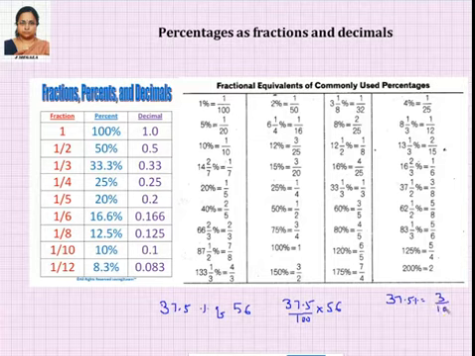So now you can replace this with 3 by 8 of 56. 56 by 8 is 7. 7 into 3 is 21. That's the answer. So it will be easy if you convert this and then do it.